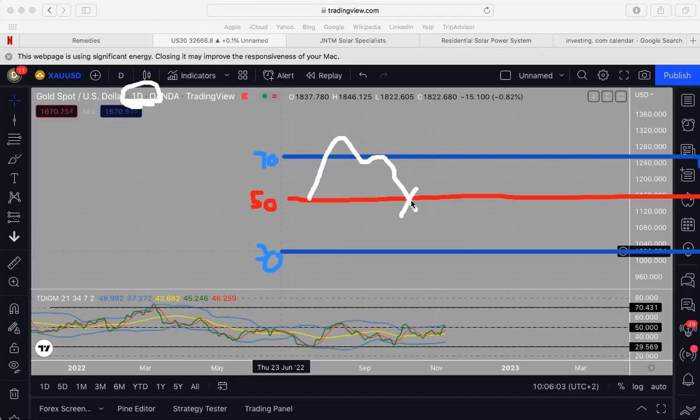Okay, what will happen is level 1, this will happen. They'll come back to the 50, they'll drop. They'll come back to the 50, they'll drop. And then if they want to shift up in an uptrend, they'll go back above here. They'll come back to the 50, they'll rise. They'll come back to the 50, they'll rise.